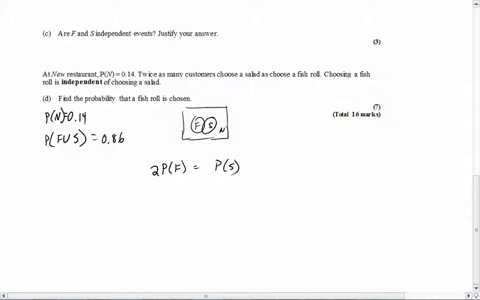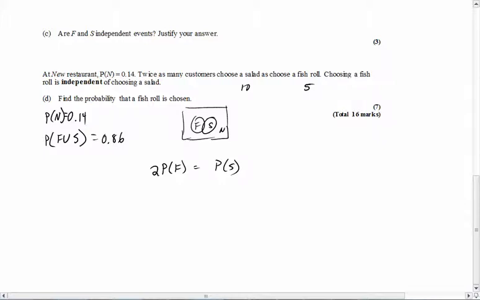Twice as many customers choose a salad. Think about that. Just put a number with it. If fish rolls is 5, read that: twice as many people got salad as fish rolls. So how many people got salad? Twice as many, so 10. So if salad is 10, then that is fish times 2. So it's got to be this. It's not PF equals 2PS, which is what a lot of you got away with.